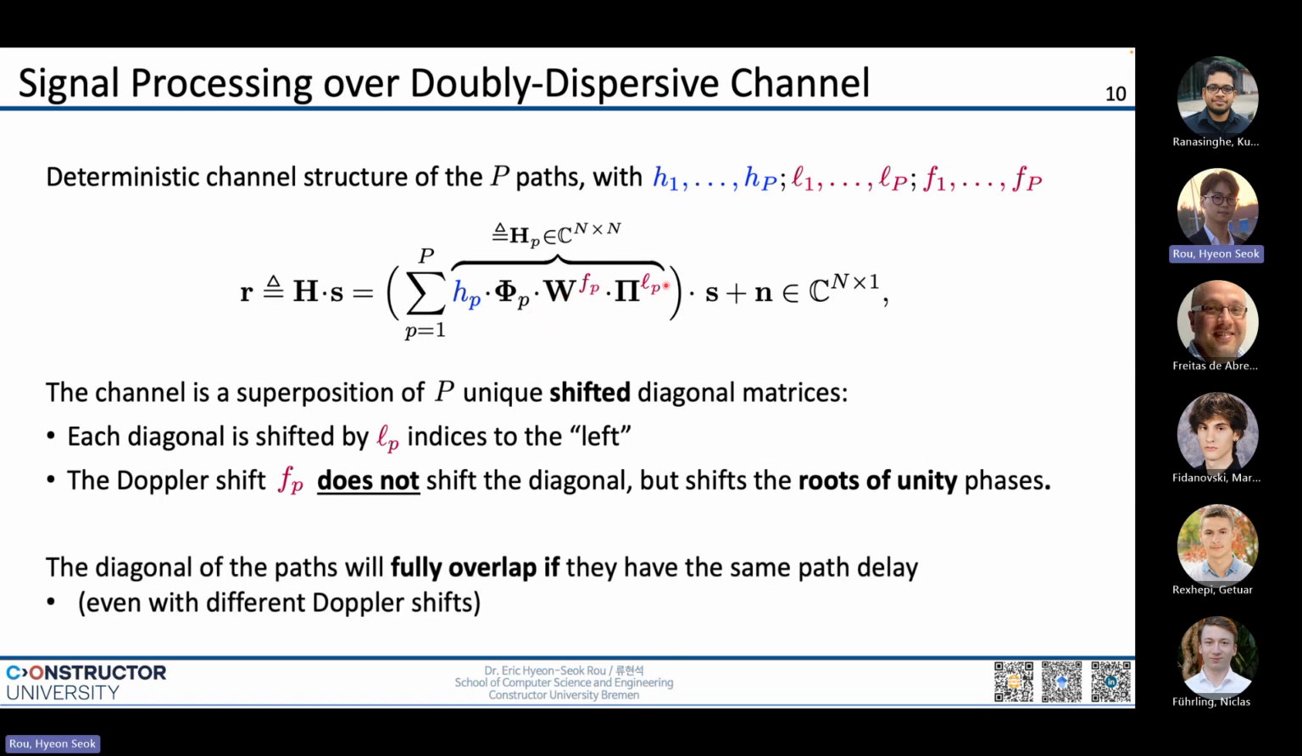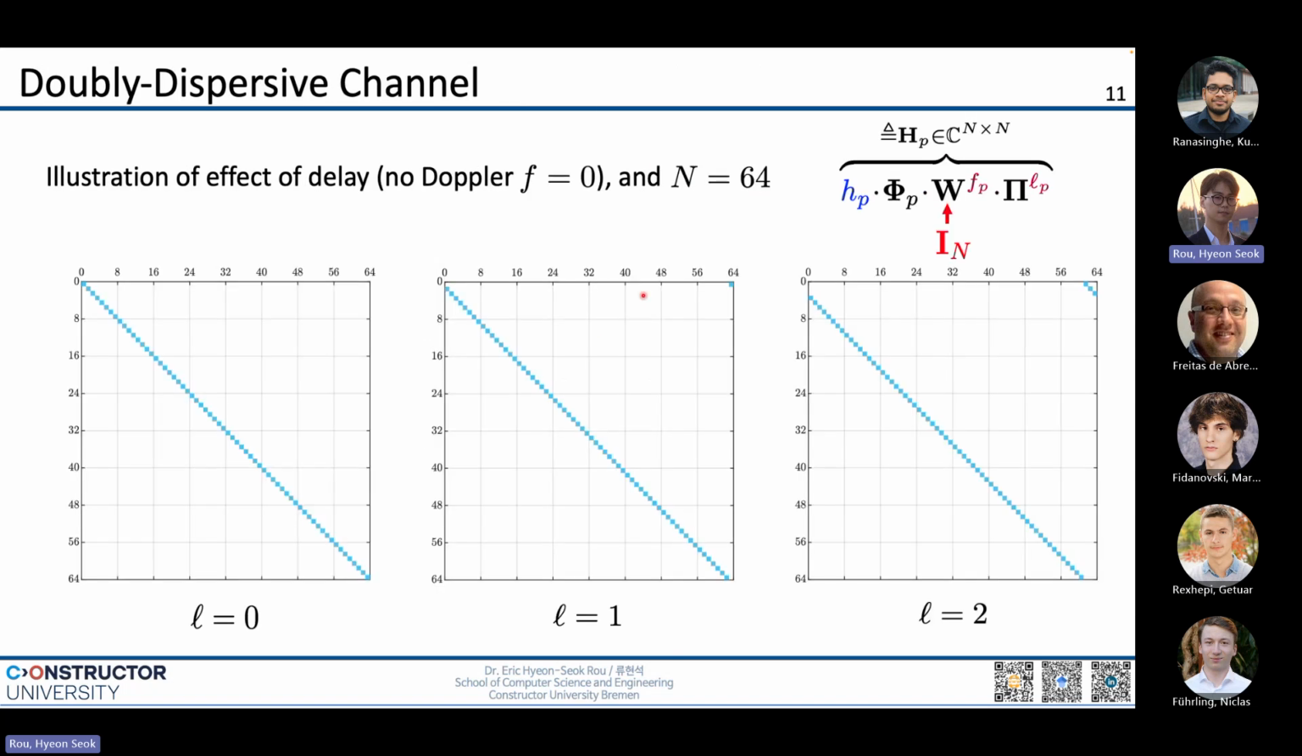And you can see that because the shift is only determined by the L of P, the delay of the path, the diagonals of the paths will fully overlap if they have the same path delay. Even if they have different Doppler shifts, the diagonals lie on the same off diagonal. So that is the fundamental convolutional channel without any transform applied to it.